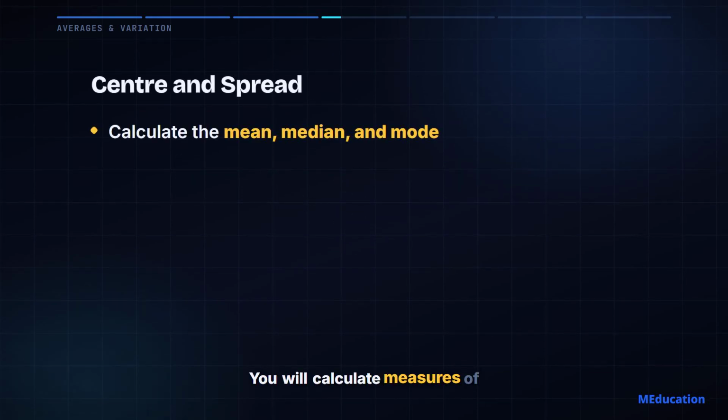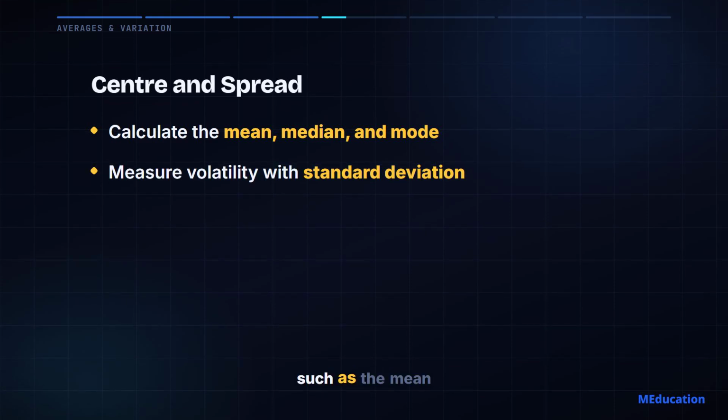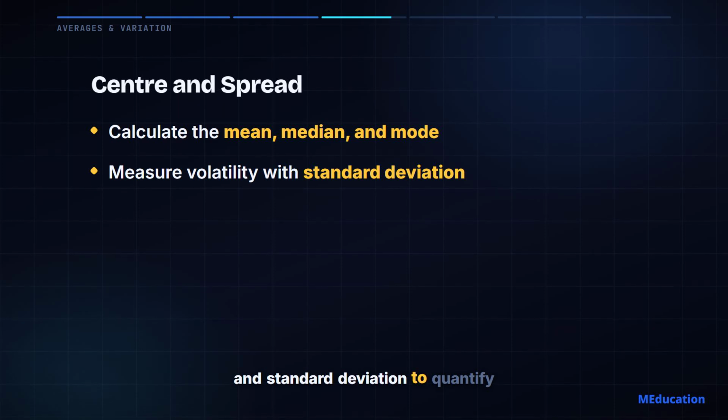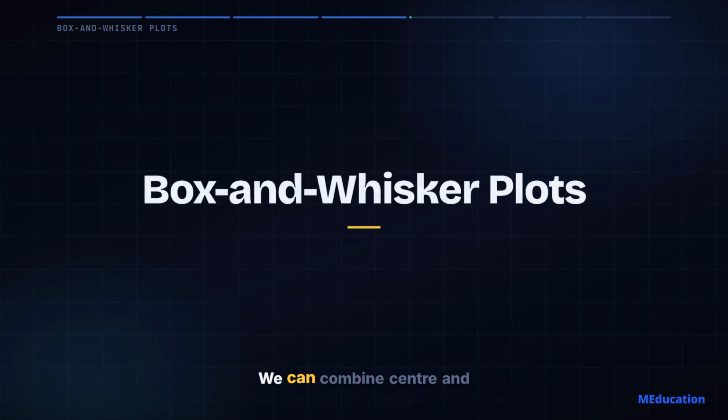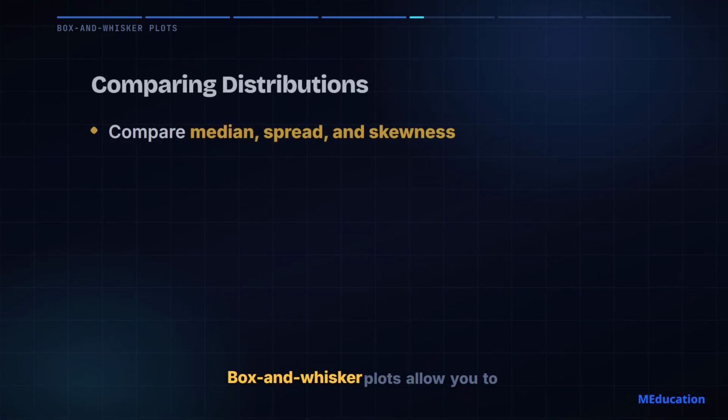Ultimately, we must move from the visual to the precise numerical summaries. You will calculate measures of central tendency, such as the mean, median, and mode, to find the single typical value of a dataset. But an average tells only half the story. You also need to measure the variation. You will calculate the range, interquartile range, and standard deviation to quantify how spread out or volatile the data is around that center.